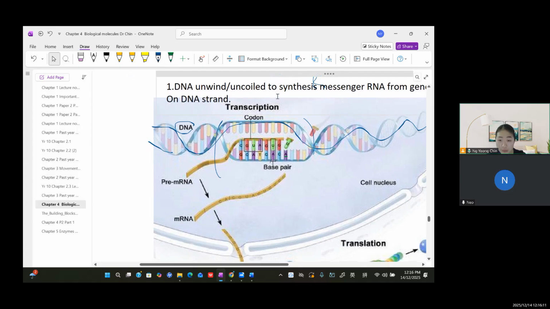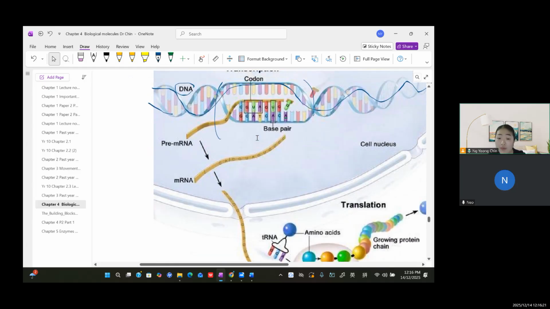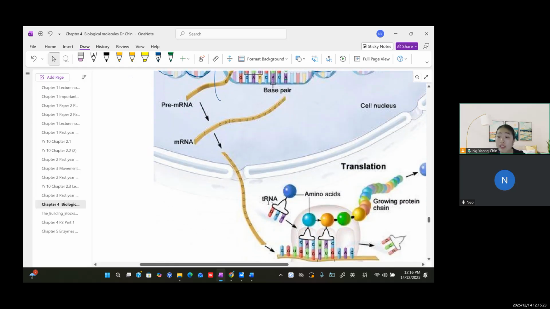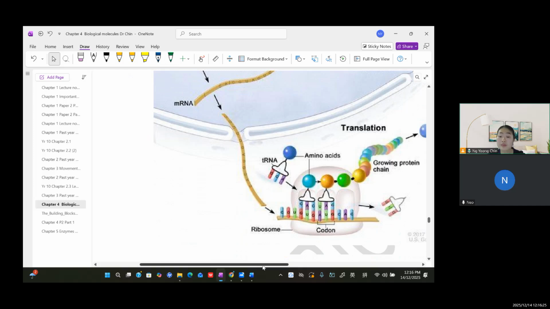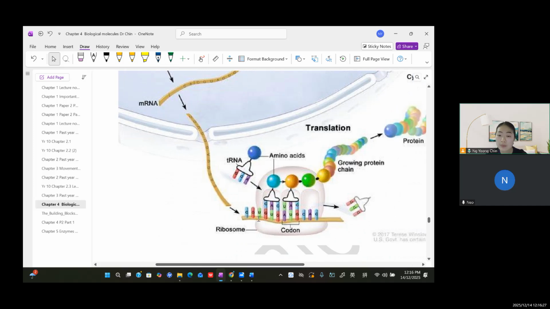So the purpose of transcription is to produce a messenger RNA, and this messenger RNA is much shorter and lighter, so it can carry that specific genetic information out of the DNA, out of the nucleus. They just travel out and reach the cytoplasm. So the mRNA can bind to the ribosome. The ribosome moves along the mRNA and reads through the information.